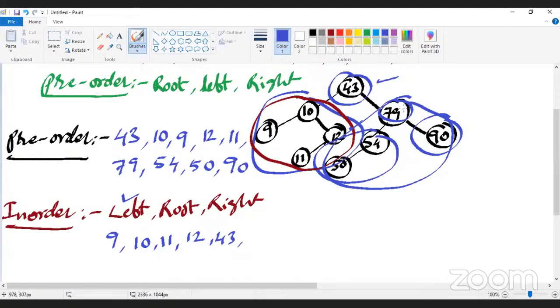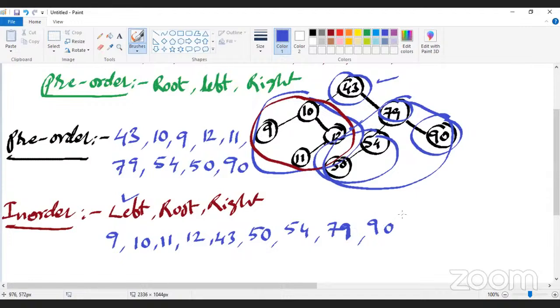In the right subtree, some tree is there. 79 is the root, and a left subtree is there, a right subtree is there. Again, we have to go to the left side. 54 is there. Does it have any left? Yes, 50. We have to write 50. Nothing is there to the 50. Again, we will write the root, 54. Next, nothing is there at the left side of 79. Now we will write the root, 90. Left is over, root is over, and again we will write the right one.